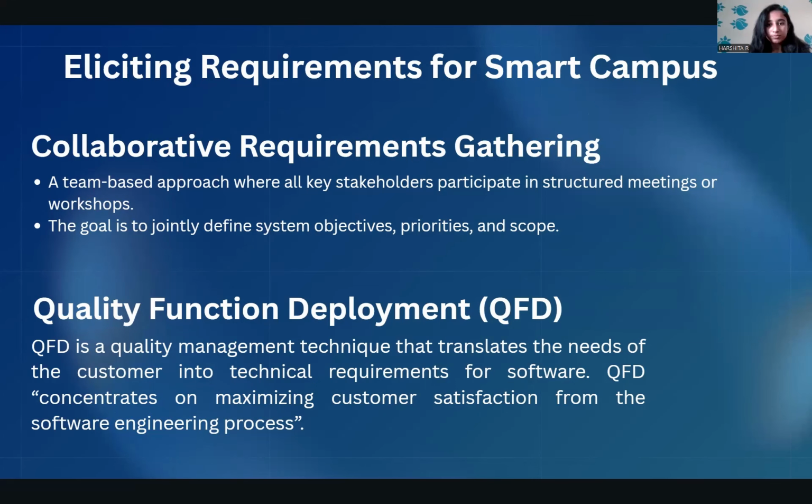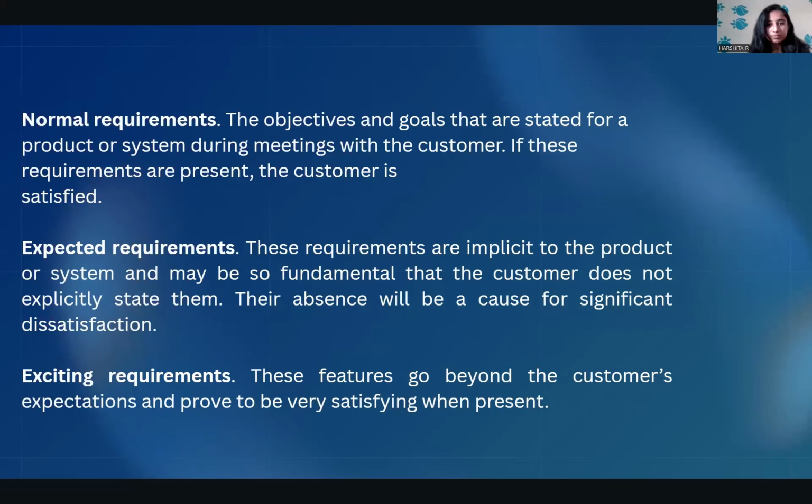We have three different types of quality function deployment requirements, that is the normal requirements, the expected requirements. The expected requirements are the requirements that are implicit to the product or system and may be so fundamental that the customer does not explicitly state them, but their absence will cause significant dissatisfaction.